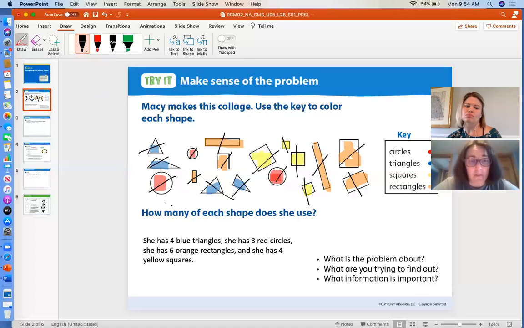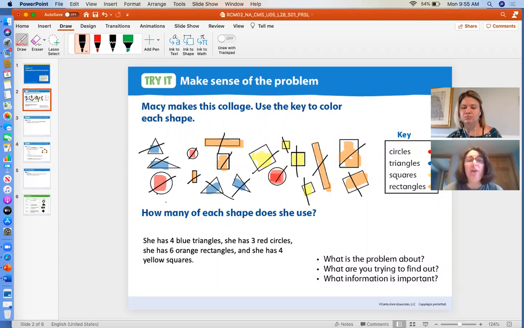Then our second job was to say how many of each shape does she use. So this is where we took our black and we crossed out as we counted. When we did the triangles, we counted 1, 2, 3, 4. And instead of just saying 4 triangles, we said 4 blue triangles because that describes all the data that we know. We know it's a triangle, but we also know it's blue.